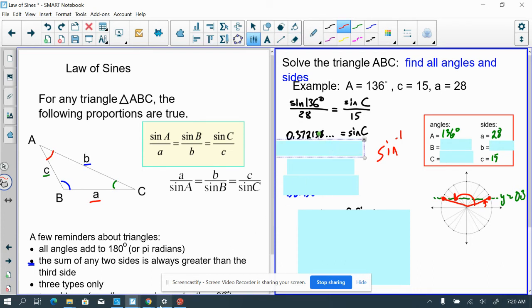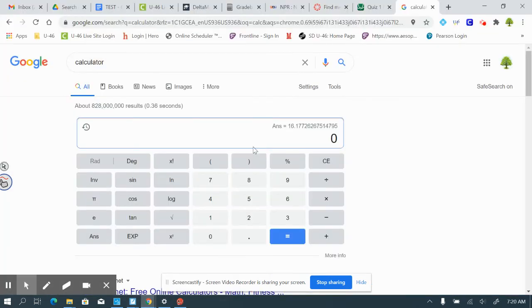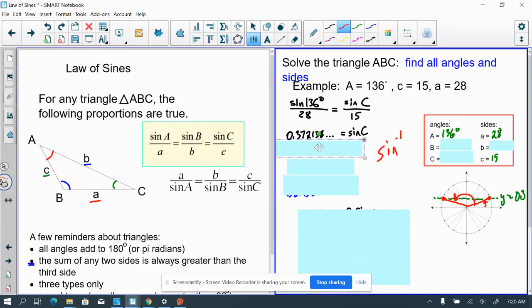So let me go to my calculator. And I just Googled calculator. Here's INV for inverse. It is defaulted to radians, so you have to make sure you're in degrees. And sine inverse of 0.37213 is 21.847 degrees. So angle C is 21.848 degrees. That's this little angle.